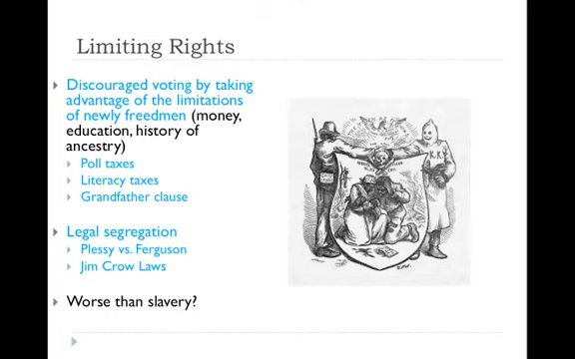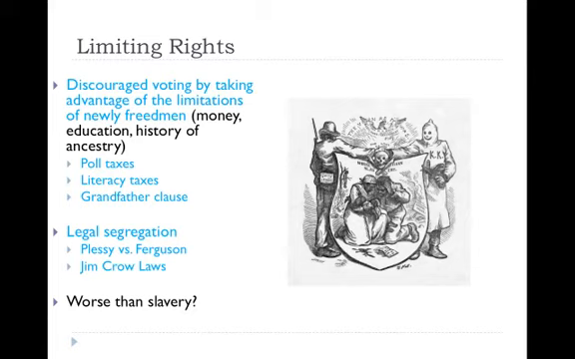Jim Crow laws are an example of these segregation laws in public, and oftentimes you would have facilities that were not up to equal standards. So a dirty drinking fountain and a clean one, or schools that had broken windows and old books compared to brand new schools. This period of time was sometimes mentioned as worse than slavery, as seen in this cartoon.